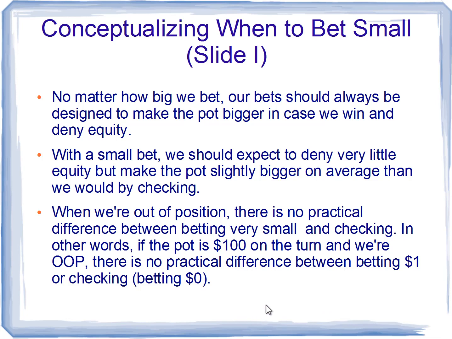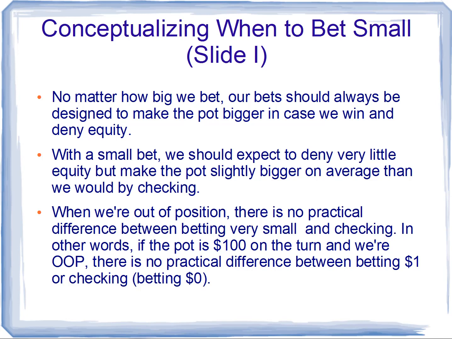So I have talked about this in other videos, out of position betting small, which is the easier concept to understand. In position betting small is more difficult. When you're out of position, checking is just not any different from betting 0, because you're not reopening the betting. So if there's a $100 pot, actually imagine there's a $100 pot and you're on the turn. What's the difference if you check or if you bet $1? There's none.